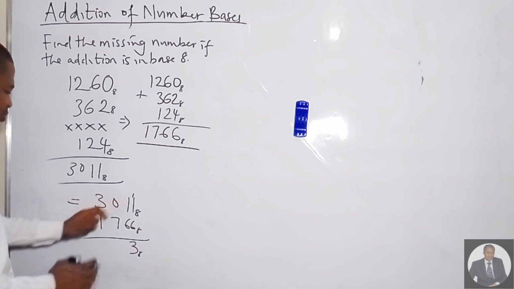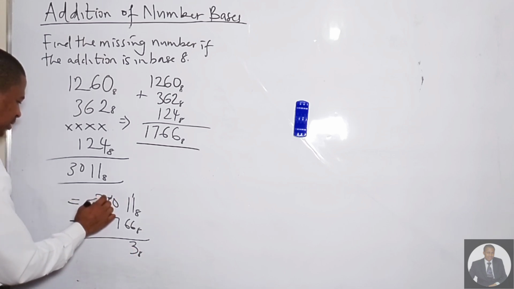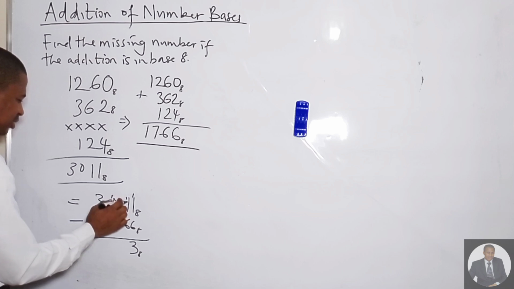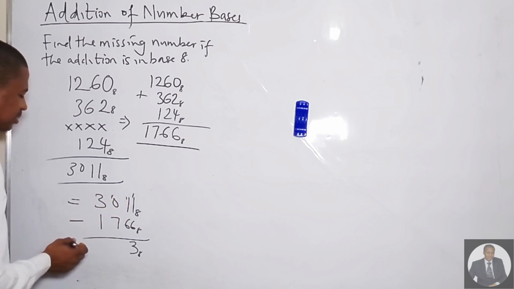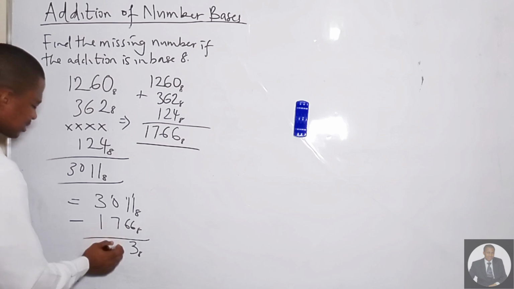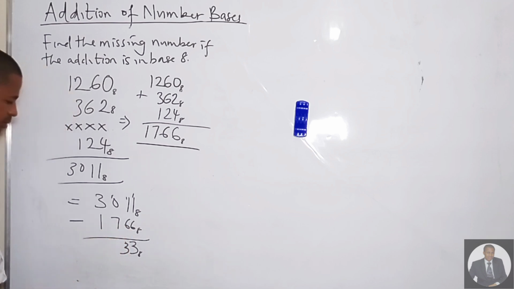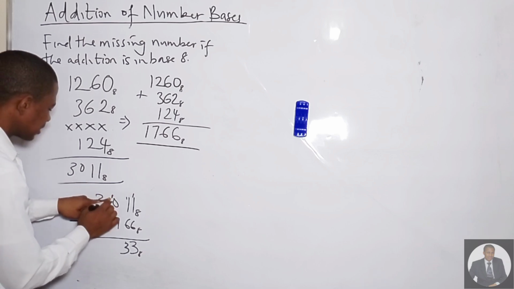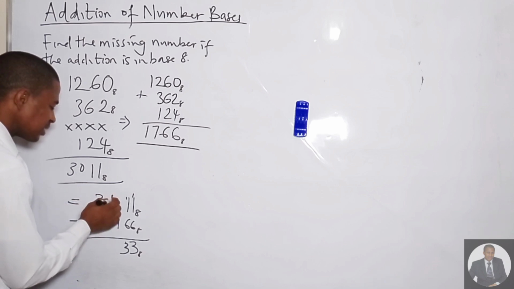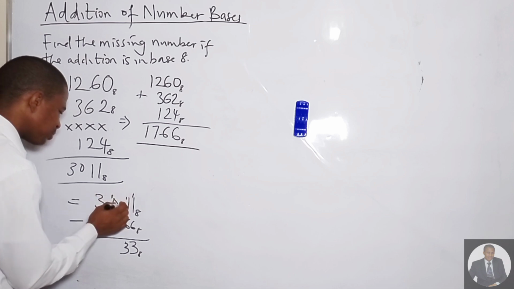So this remains 0. So we carry 1 from here to here, and then to here. This was 0, so it will be 8. 8 minus 6, that will be 3. So what we have now is this. We have, this one was 1 initially. We have removed 1 from it.